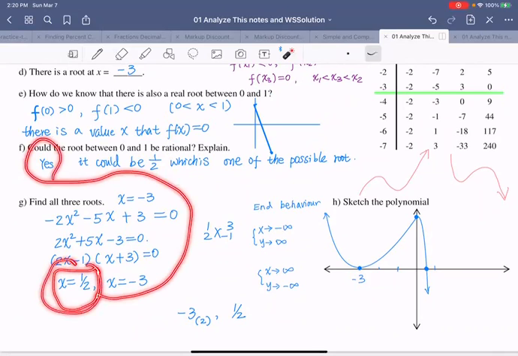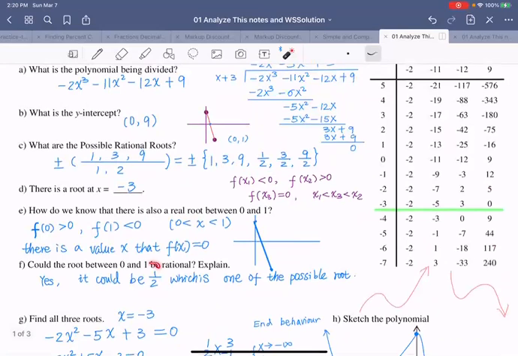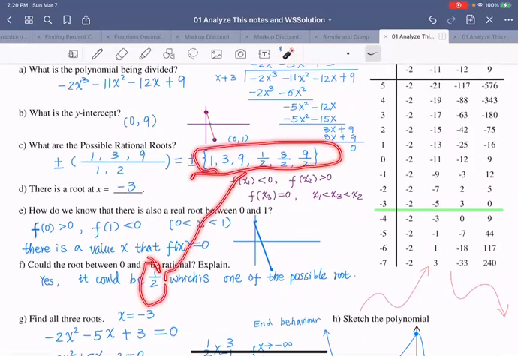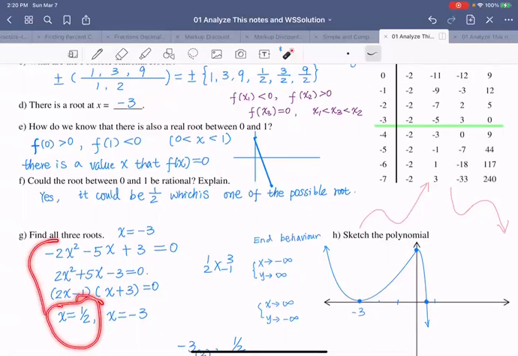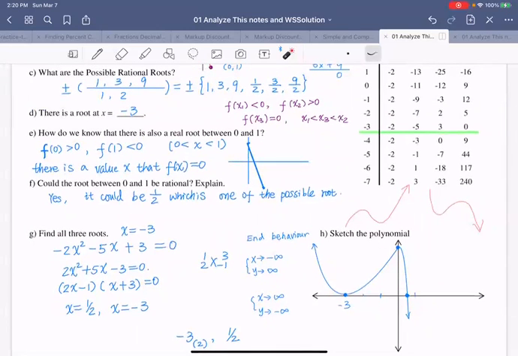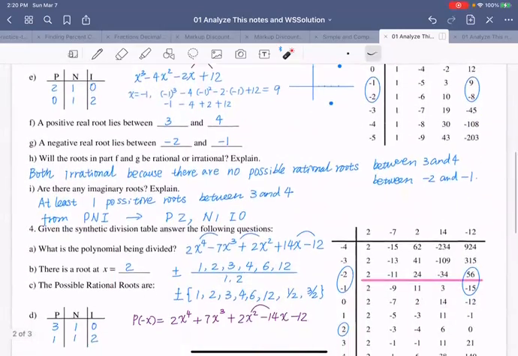1/2 is one of the possible roots, and also because 1/2 is listed in this PRR table, 1/2 is one of the roots. Okay, and you confirmed by solving this. So that's correct. But not always. If in this one you don't have a selection of 1/2, then you say no. If you don't have 1/2 here, then the answer is no. So the example is showing over here.